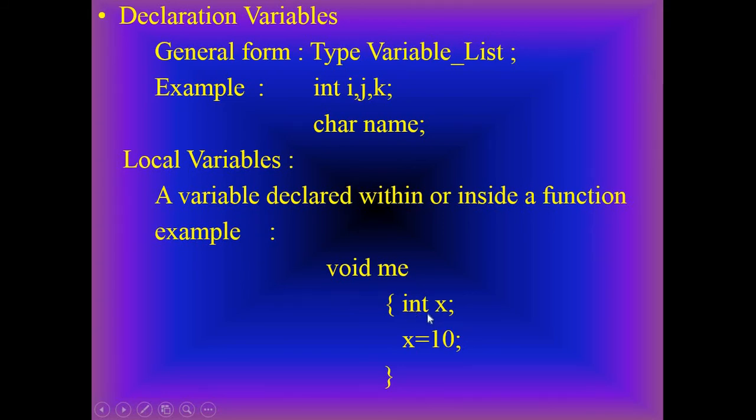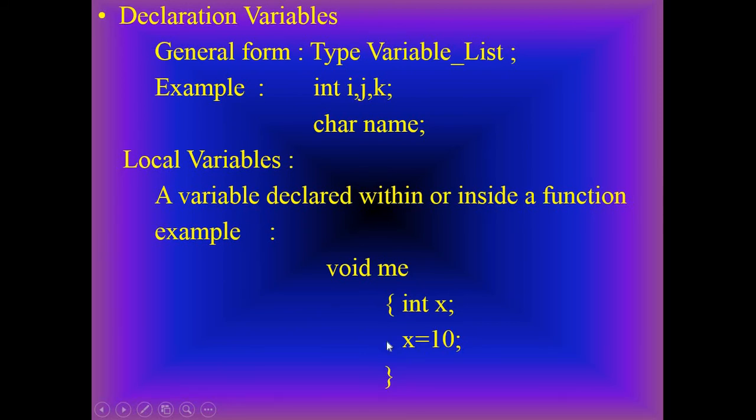Okay, int is the data type, x is the variable name. Now, x has a value equivalent to 10. Okay? So, meaning 10 ang value ni x. So, this one is a local variable simply because your variable here, integer x, is declared inside your function.